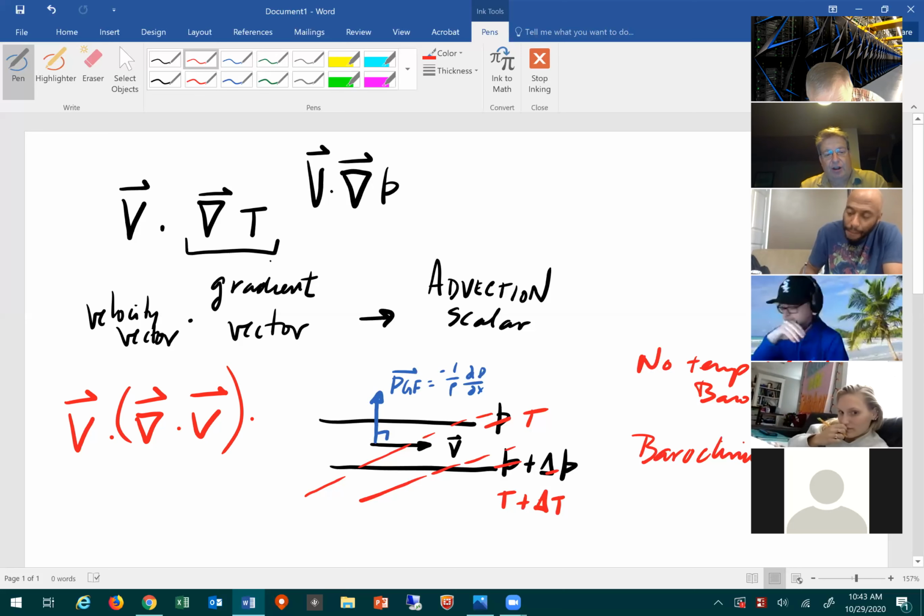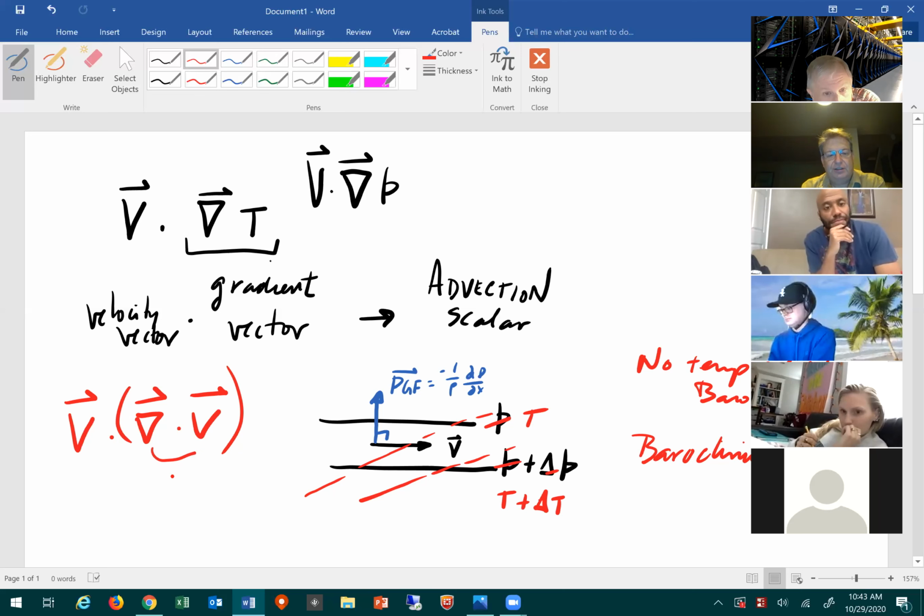As long as it's a vector, because velocity is a vector, I can do this. So it's a vector times a vector times a vector. Which makes this a vector, because what's this? That's a scalar. A scalar times a whole vector is a vector again. Mind the parentheses.